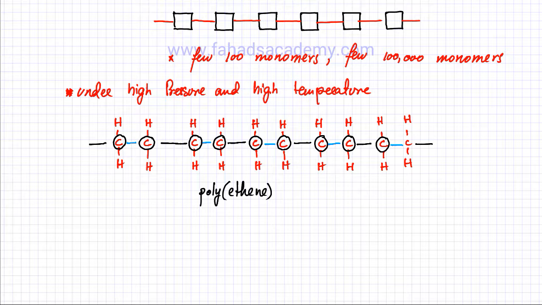That is how you're going to name polymers. You're going to write down the monomer, and once those monomers have joined together, our monomer in this case was ethene. So once those monomers have joined together, you're going to call it poly followed by the name of the monomer. So it's going to be called polyethene.